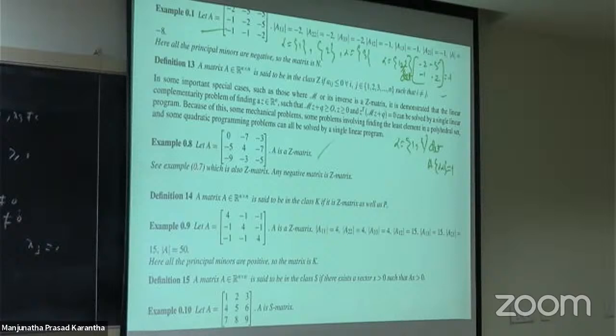So now the Z matrix. Off-diagonal entries are non-positive, so therefore it is a Z matrix. Easiest.